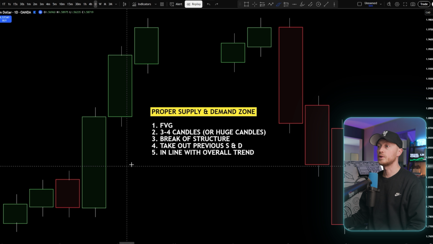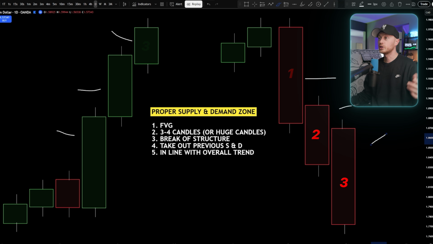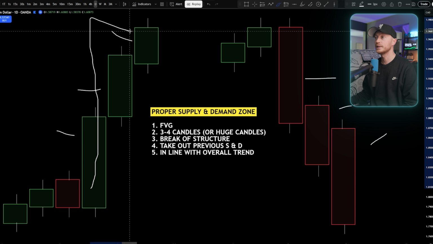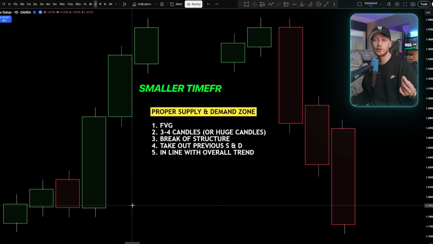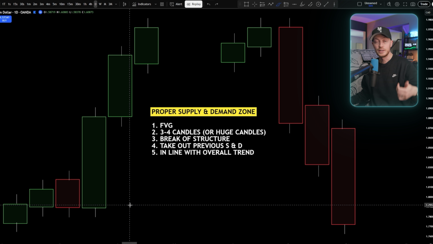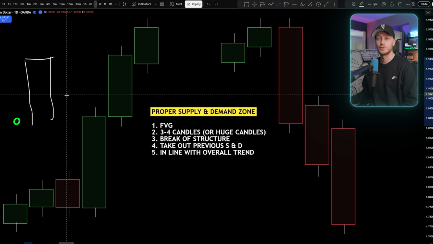Then number 2 is 3 to 4 candles. Look, 1, 2, 3, 1, 2, 3. Now it can just be one really big candle, but that is much more rare, especially when you're dealing with the smaller time frames. If you're in that daily, in that weekly, then you're definitely going to get a 1 candle level of demand.